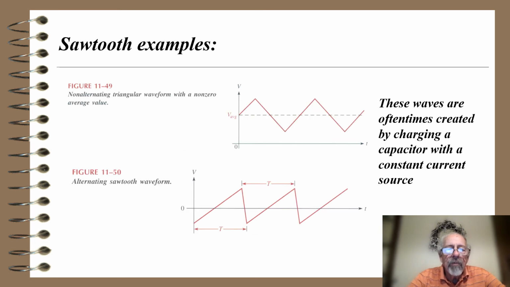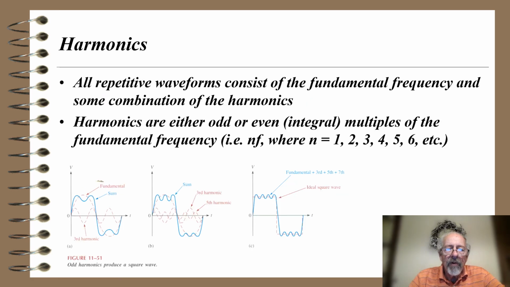And here are some sawtooth waveforms. There's a unipolar sawtooth in the top one in figure 1149, and figure 1150 is an alternating or bipolar sawtooth waveform. These waves are oftentimes created by charging a capacitor with a constant current source. It gives a nice linear waveform.